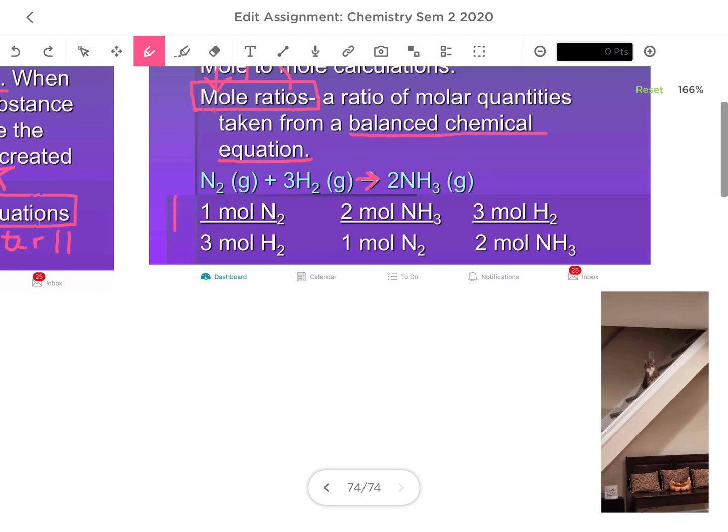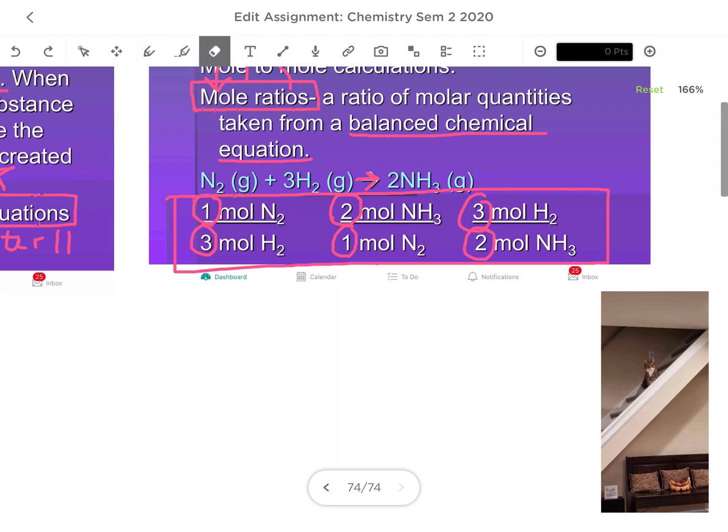Here are some examples of mole ratios right here. If you look, you're probably saying, where did these numbers come from? See these numbers right here? Where did they come from? Let's erase this so we can see a little better.